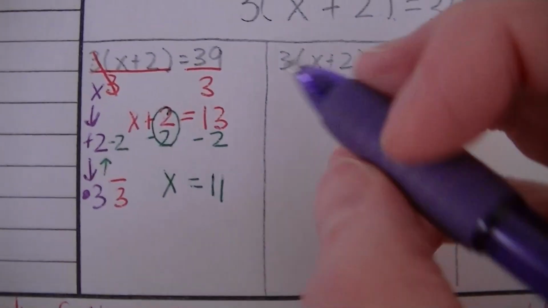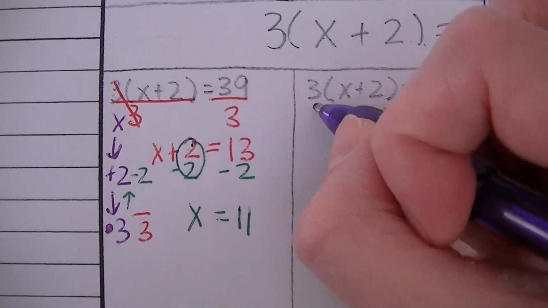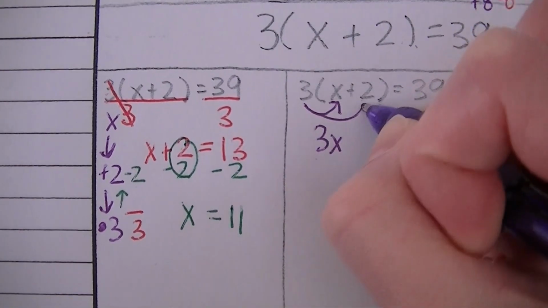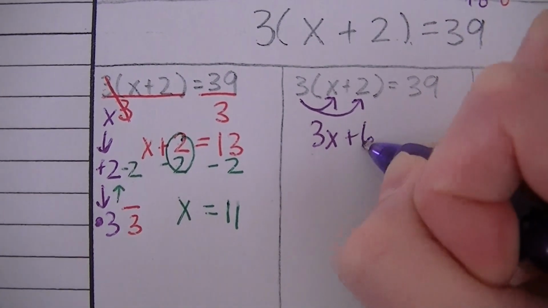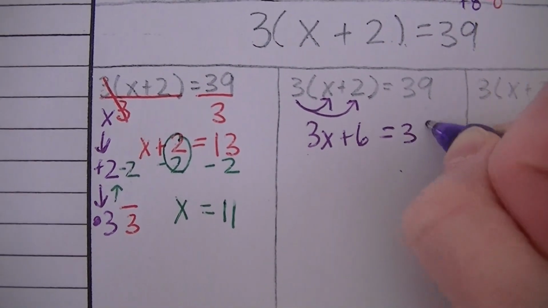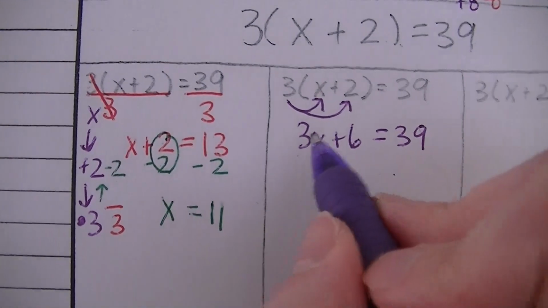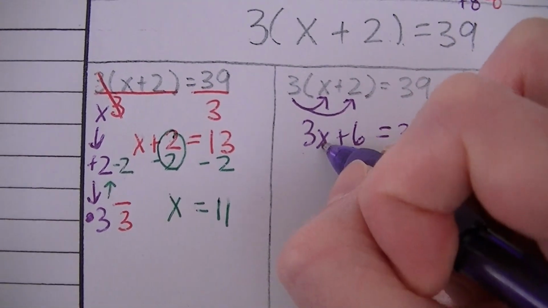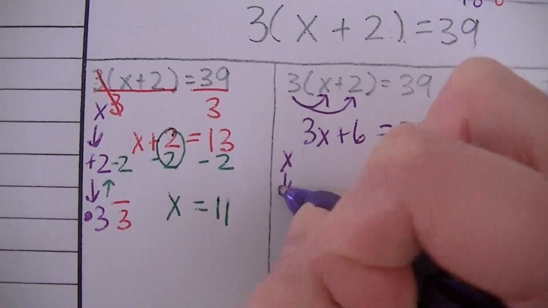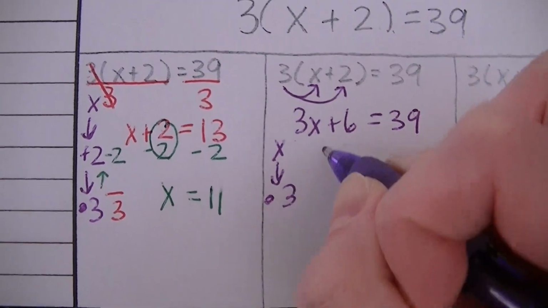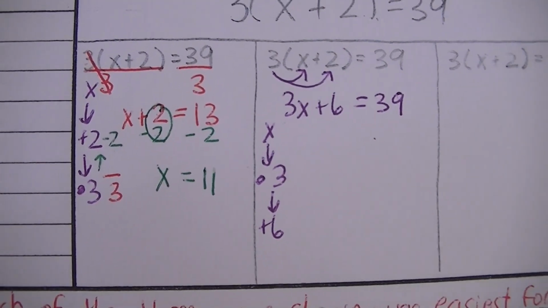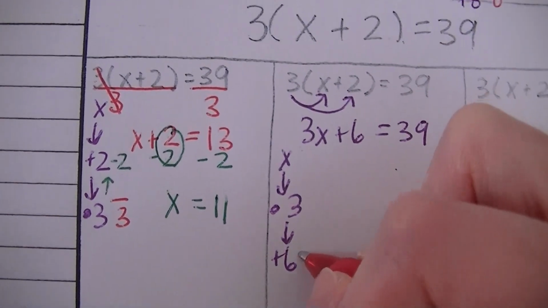Okay, the next way, let's go straight into the distributive property. 3 times x is 3x. 3 times a positive 2 is a positive 6. And that's going to equal 39. Okay, now that we have used the distributive property, go ahead and build it. They start with x. And then we multiplied it by 3. Then added 6. The inverse operation of adding 6 is to subtract 6.